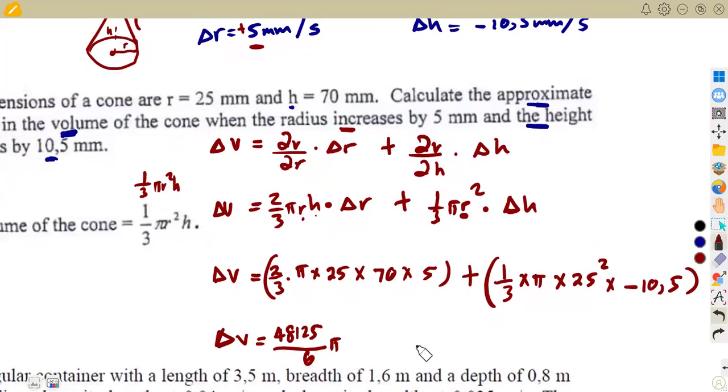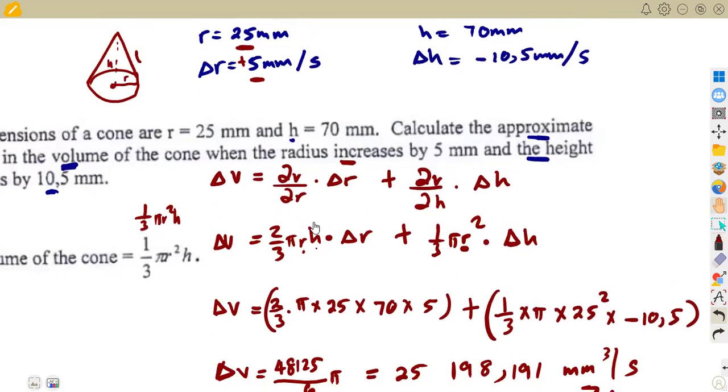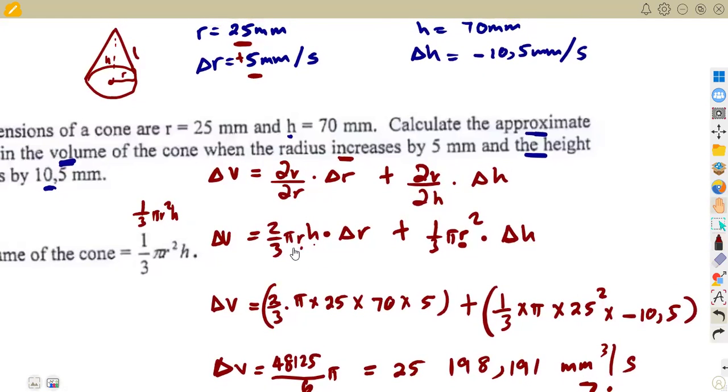All right, if you write it as a decimal, that's 25198,191 to 3 decimal places, and this will be cubic millimeters per second. Like I said, this is volume. The change in volume is going to be in units of volume per second, right? The rate of change. So that is how you play around with these typical questions.